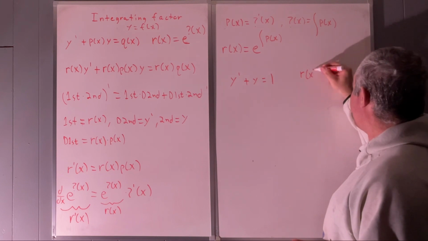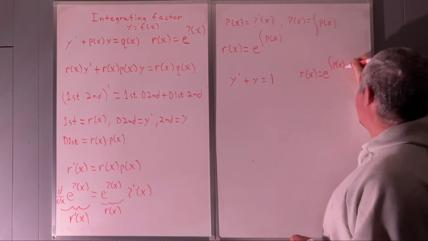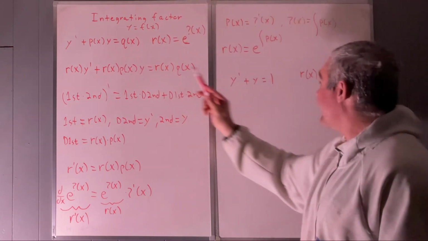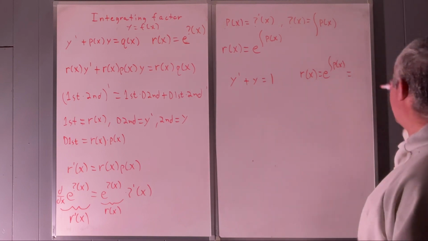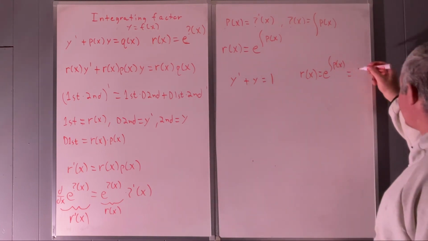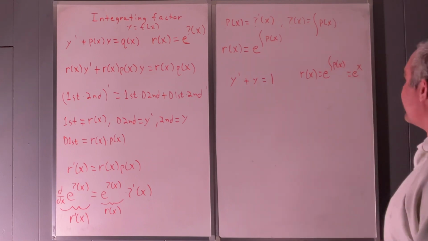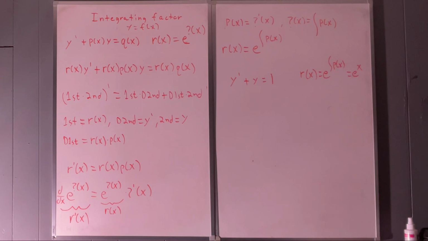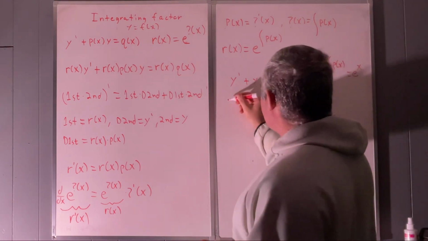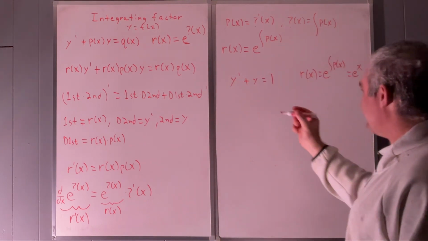Our integrating factor is going to be e to the integral of p of x. Well, our p of x is just 1, so that's going to be e to the integral of 1, which is just e to the x. All right, so now we know what we need to multiply both sides of the equation by to solve this. Let's multiply both sides of this equation by e to the x.